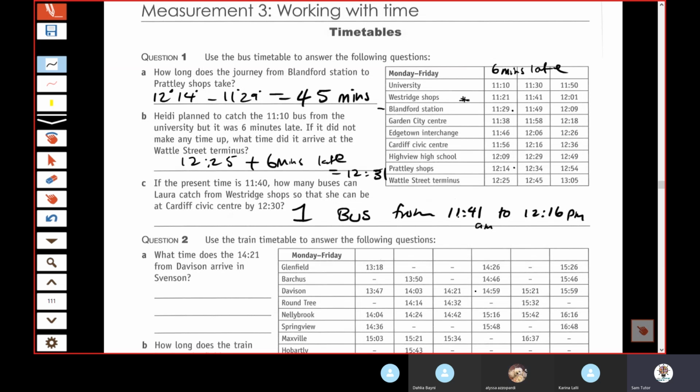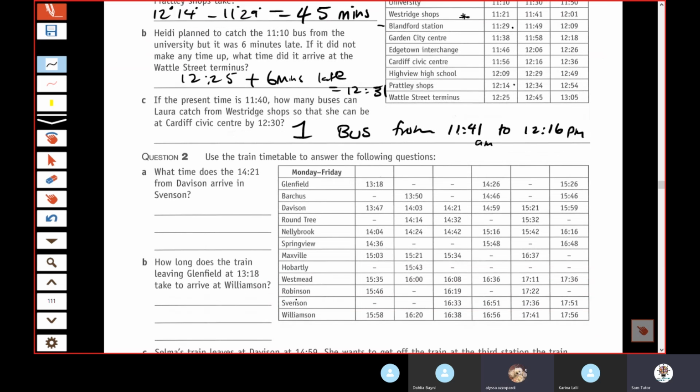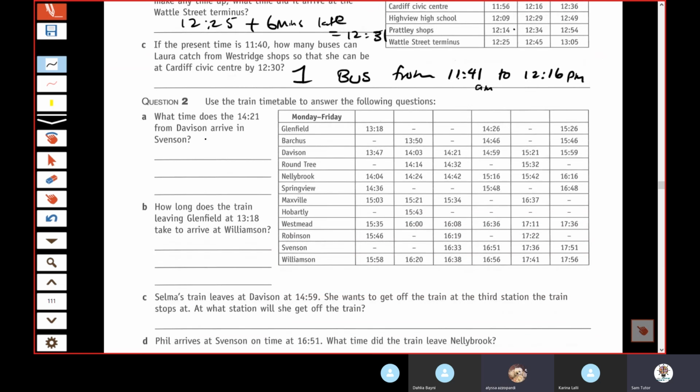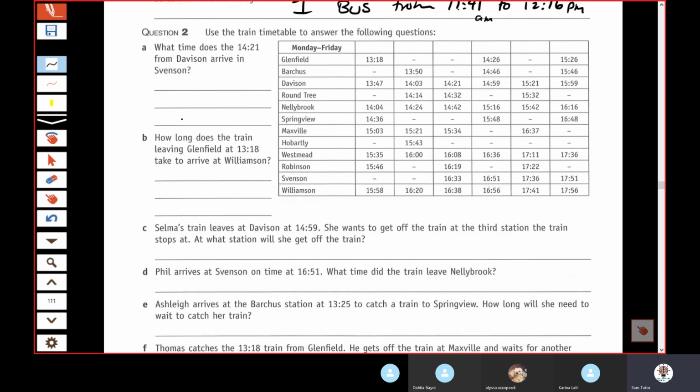Let's go to the next one. Have a read of this. Question 2. I'll start answering the question, but first have a read. Maybe get some of the answers out. Give you a few minutes to see if you can work it out.